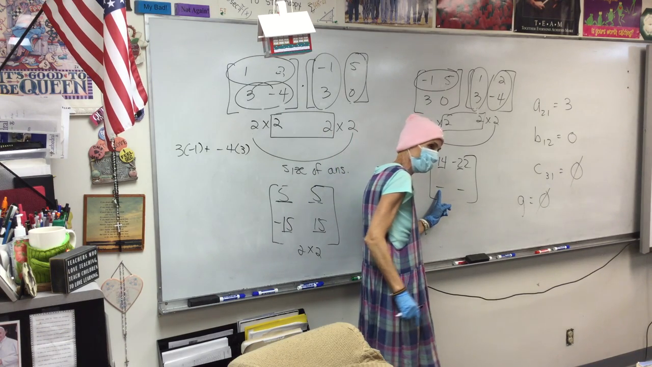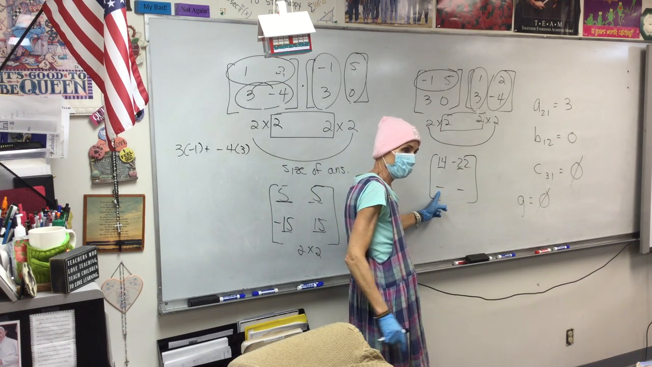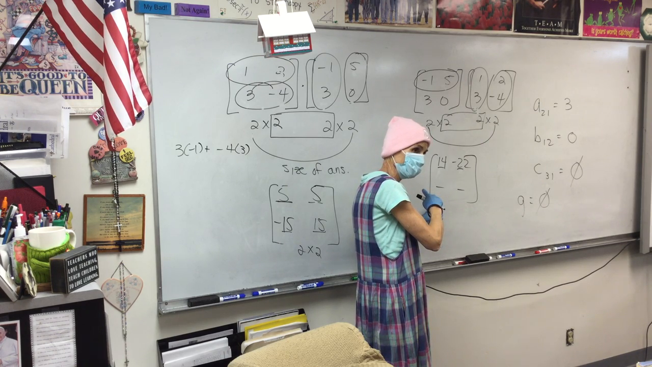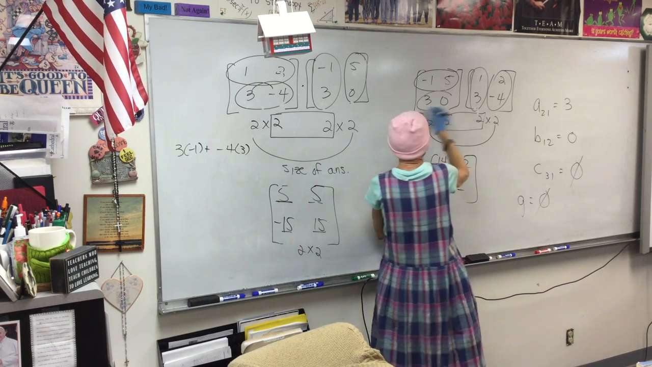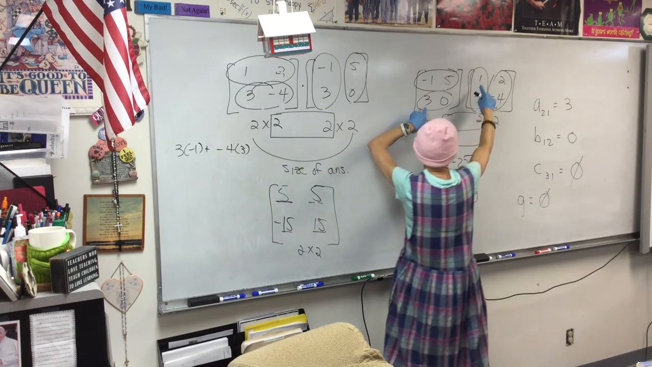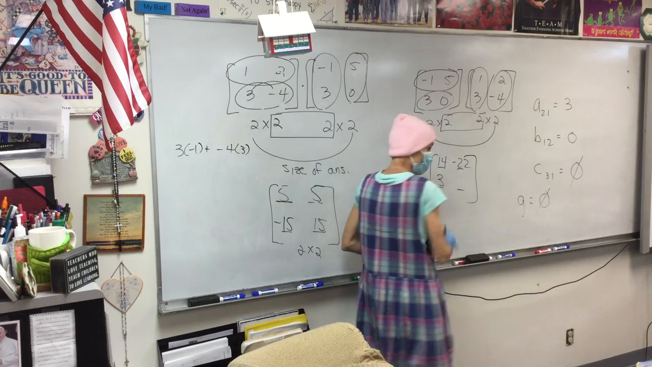I'm going to find this number right here. This number is in which row? It's the second row, and we're going to the first column. So that's 3 plus 0. 3. Very good.